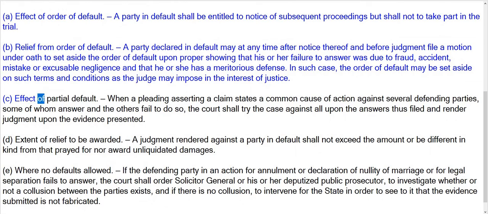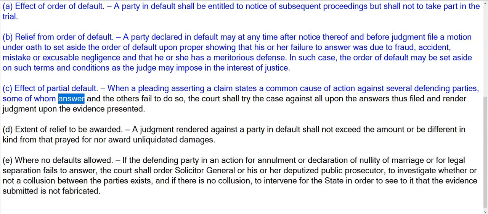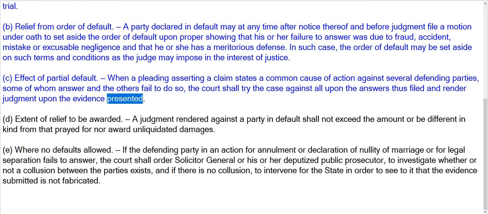C. Effect of partial default. When a pleading asserting a claim states a common cause of action against several defending parties, some of whom answer and the others fail to do so, the court shall try the case against all upon the answers thus filed and render judgment upon the evidence presented.